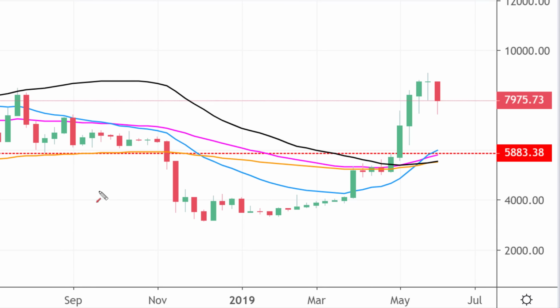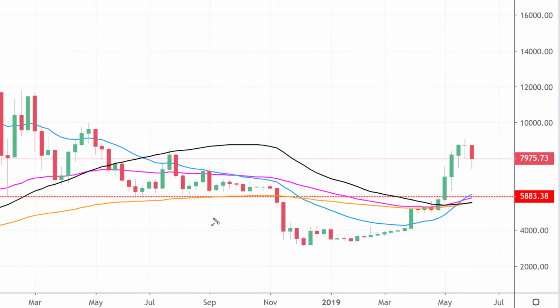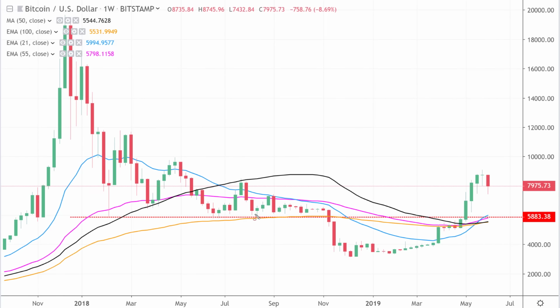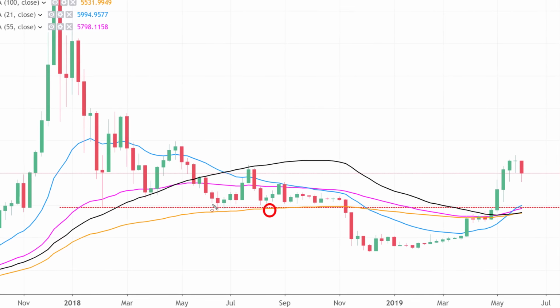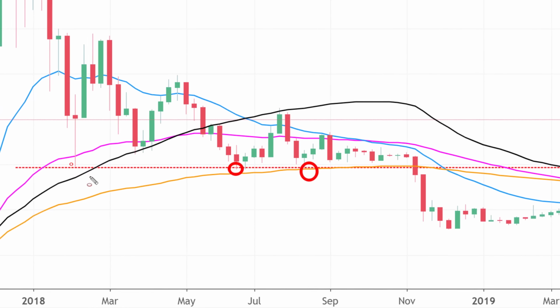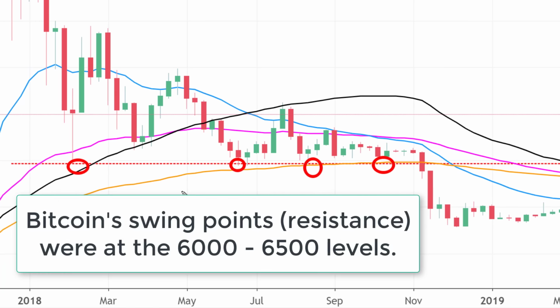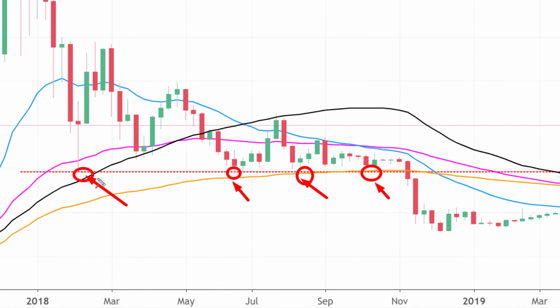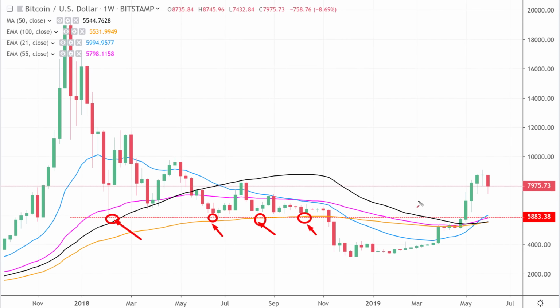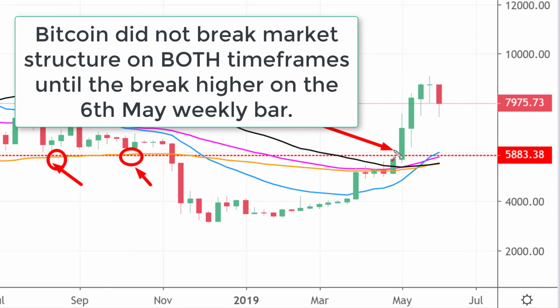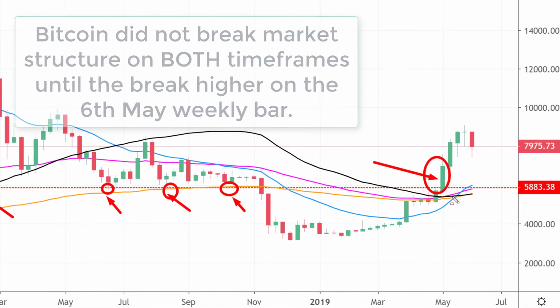Why? Notice, for example, on this chart where the swing points are, where the resistance levels are. The swing points were at these levels near the 6,000 level, as you can see right there. I've marked them here on my chart. Those were the previous important swing points on Bitcoin that we had throughout 2018. And Bitcoin did not break that swing point until this bar you see here on the 6th of May, right there on that bar.